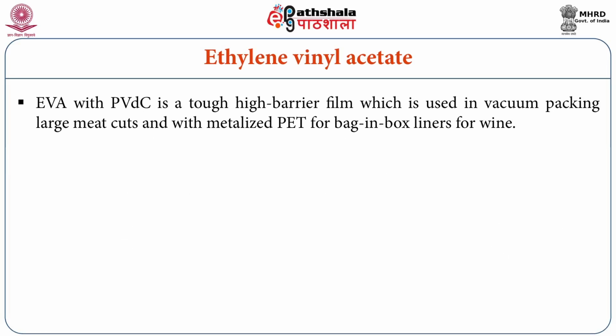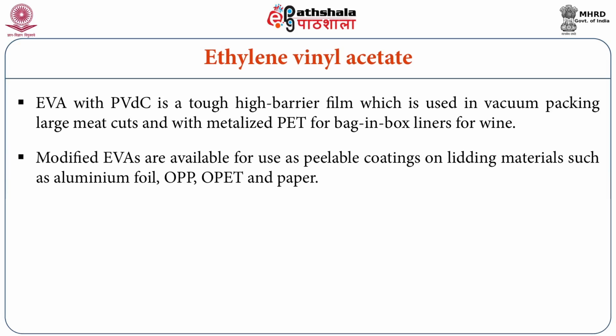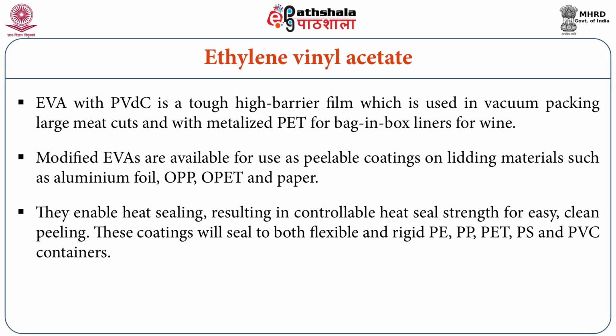EVA with PVDC is a tough high barrier film which is used in vacuum packing of large meat cuts, and with metallized PET in bag in box liners for wines, etc. Modified EVAs are available for use as peelable coatings on leading materials such as aluminum foil, oriented polypropylene, oriented polyethylene terephthalate and paper. They enable heat sealing, resulting in controllable heat seal strength for easy and clean peeling.